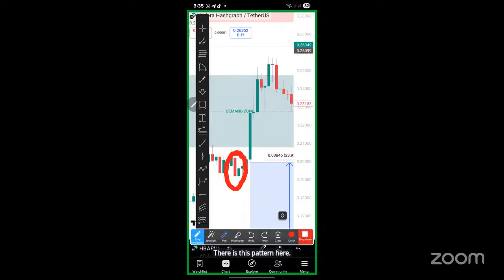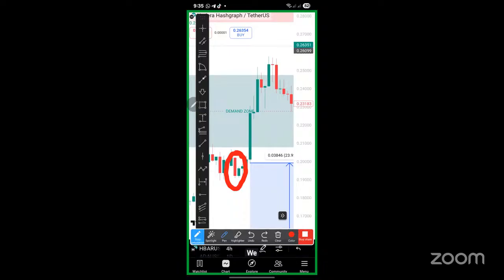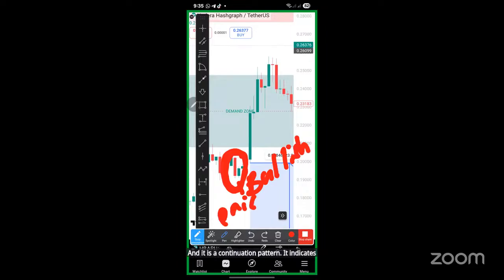And this pattern means continuation because it is not at the demand zone. The demand zone is down. We bypassed the demand zone, and this pattern is in the middle of the journey. So you find such a pattern. This pattern is called a bullish harami, and it is a continuation pattern. It indicates price continuation.